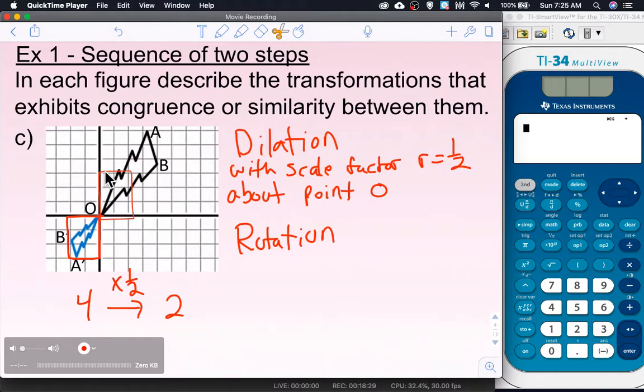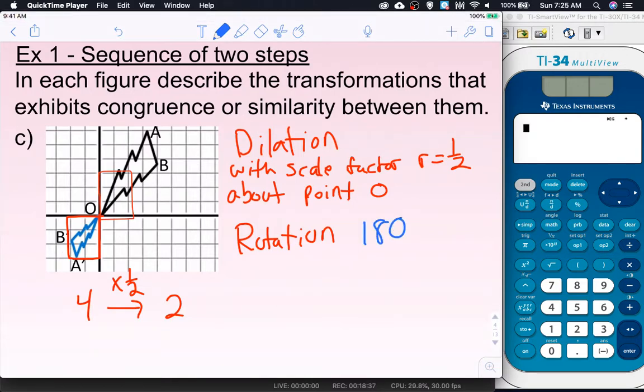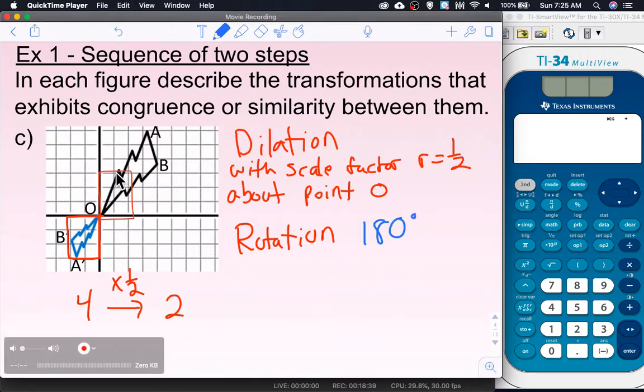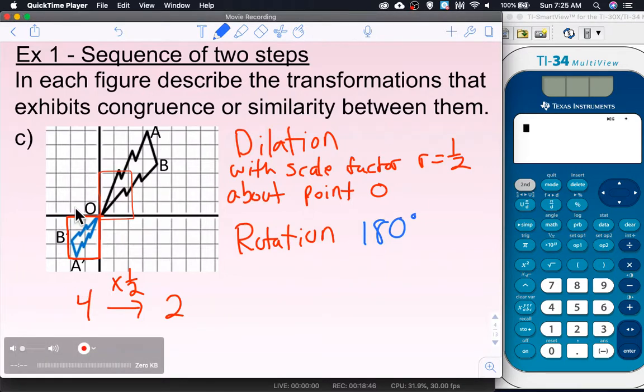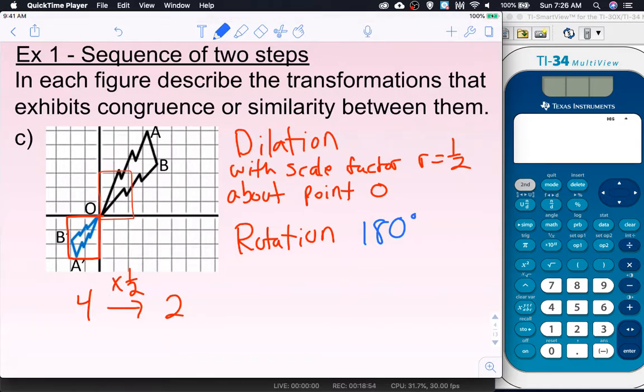So we're going to take this guy and we're going to spin him halfway around the circle. So that is a rotation of 180 degrees. That's halfway around a circle. Vroom. We don't need to say clockwise or counterclockwise because halfway around is the same as the other halfway around. It's the same both ways. So a rotation of 180 degrees about point O. And there we have it.